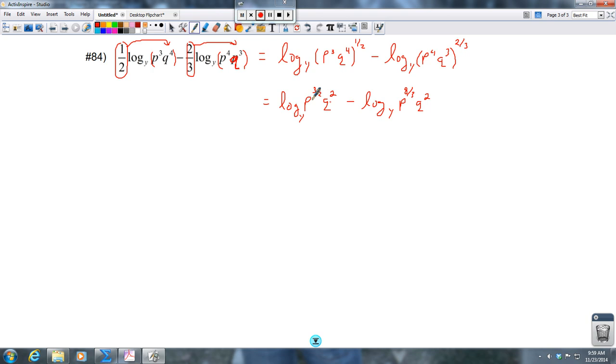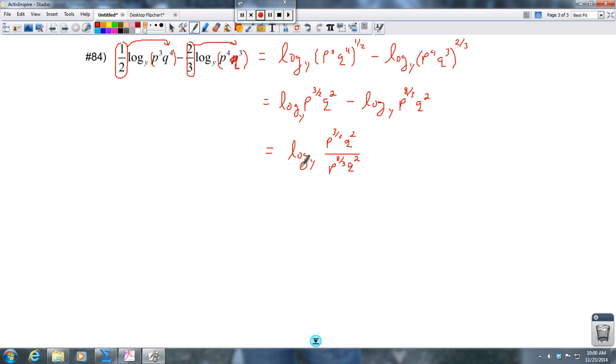When you have a subtraction between logs, we can put that back together as division. So that means you have 1 log now. It goes from 2 logs back to 1 log, and that's all we have left. But you have p to the 3/2 power, q to the second power, all over p to the 8/3, and q to the second.